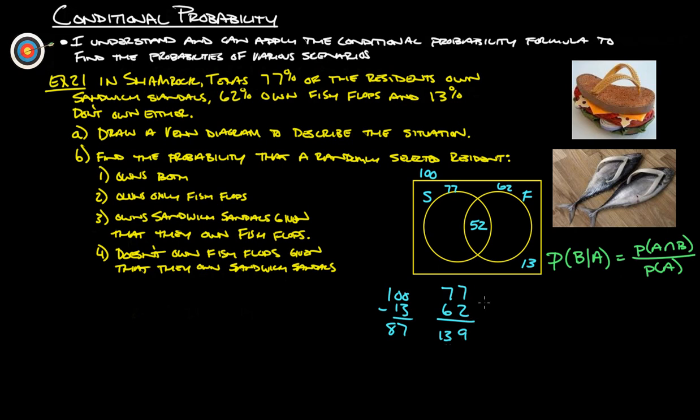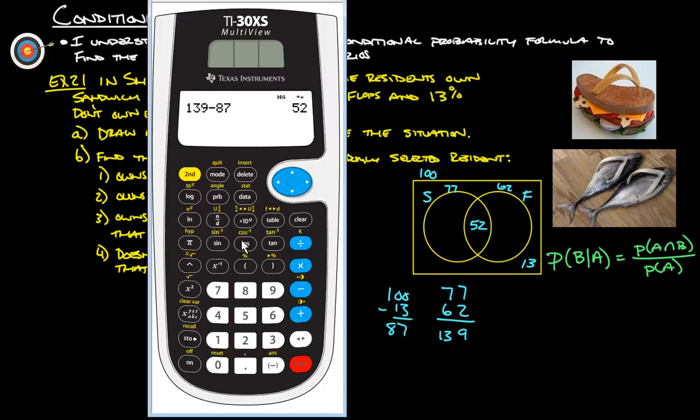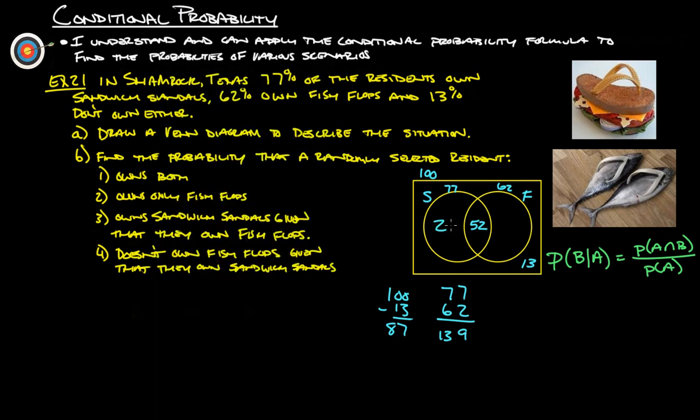Okay, so there's 52 here. Now we take 77 minus 52, and that gives us 25. So there's 25 that own just the sandwich sandals. And if we do 62 minus 52, that gives us 10 that own just the fish flops. Okay, so we have drawn the diagram.